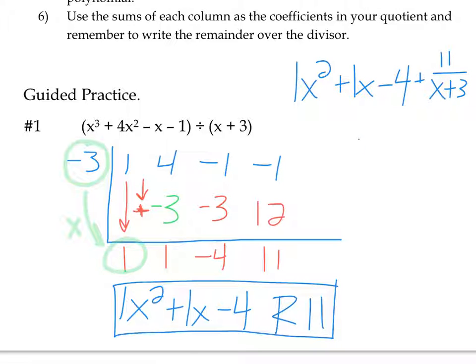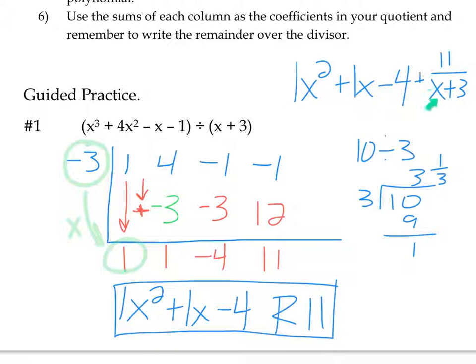If you had 10 divided by 3, right? So we set up 3, 10, goes in there 3 times, it's 9, remainder 1, so 3 and 1/3, right? We take the remainder, and it goes in the numerator, and then what we were dividing by, 3, goes in the denominator. Here the remainder is 11, so the 11 goes right up here in the numerator, and then what were we dividing by? X plus 3, that goes in the denominator. No different than what we see here. Okay, we do the same thing up here. So a couple different ways we can write that final answer.